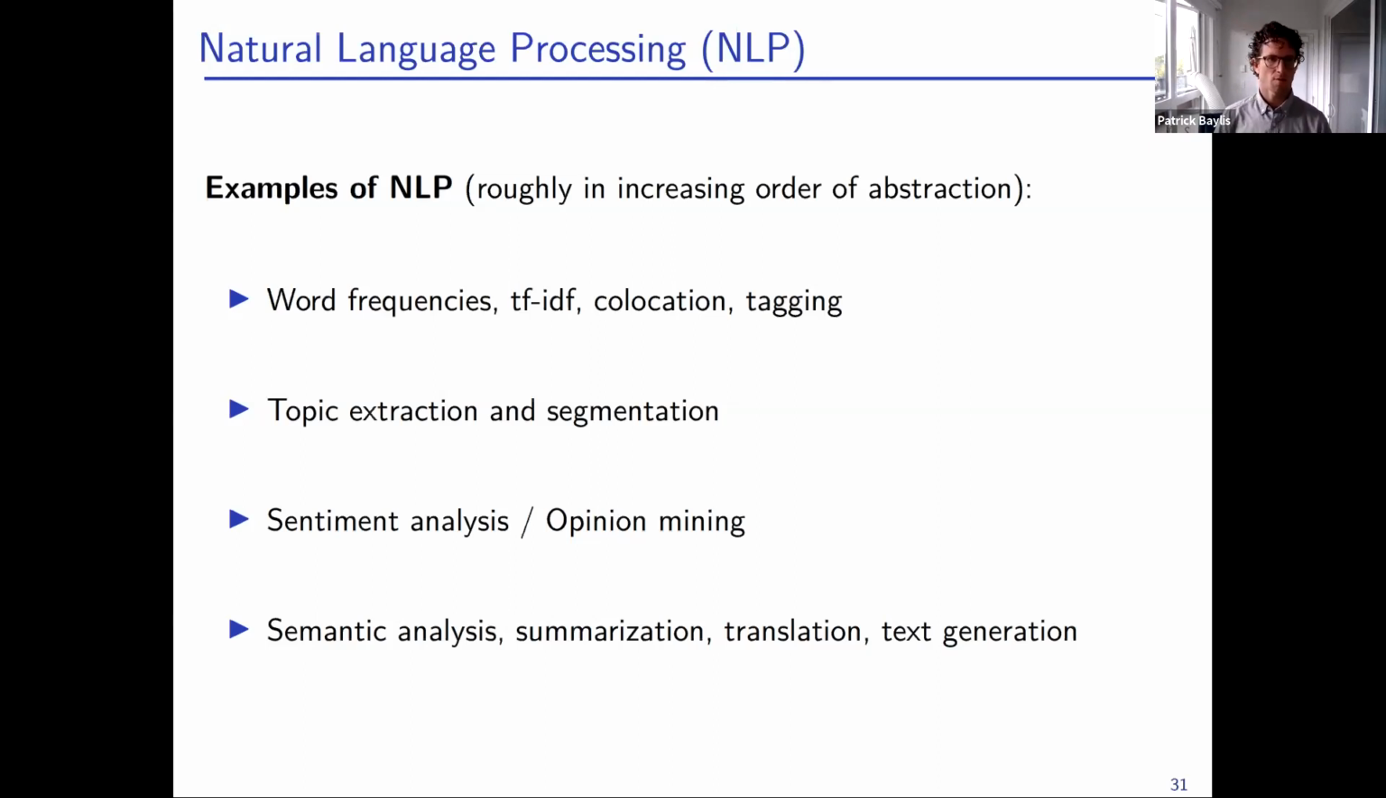Topic extraction is a level up. What is this text about? Sentiment analysis is maybe another level up. What is the valence of this text? What is the emotional state? And then semantic analysis, summarization, translation, or text generation. These are much higher levels of abstraction than the other three.